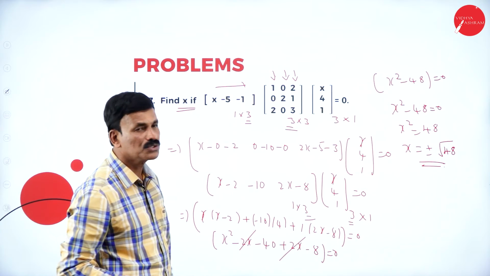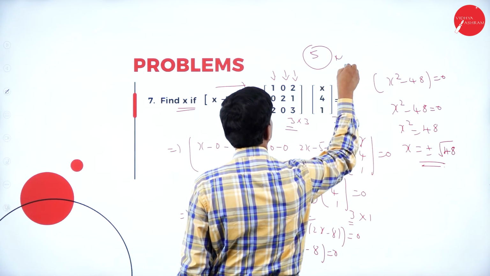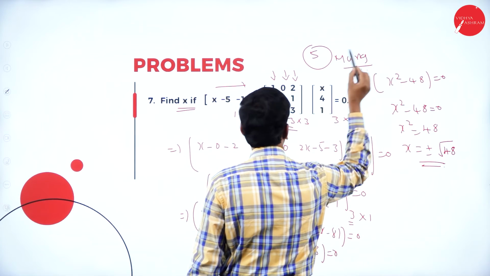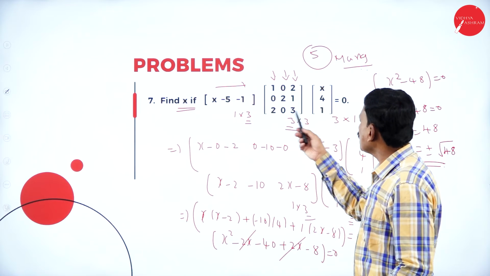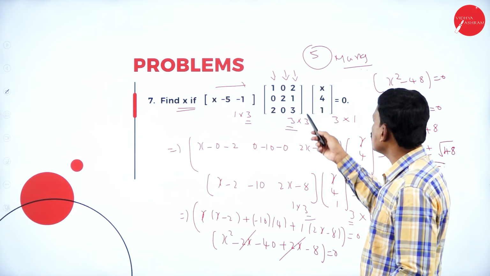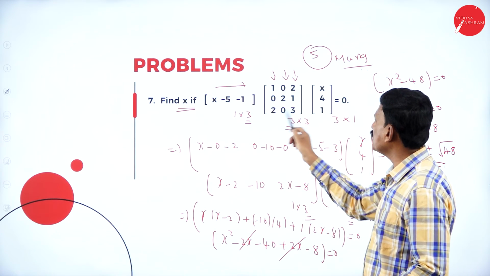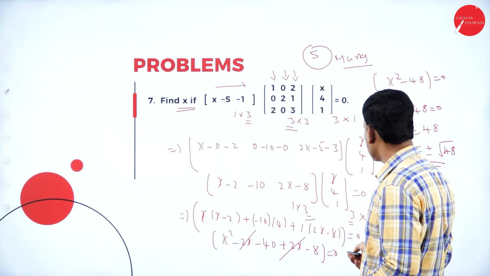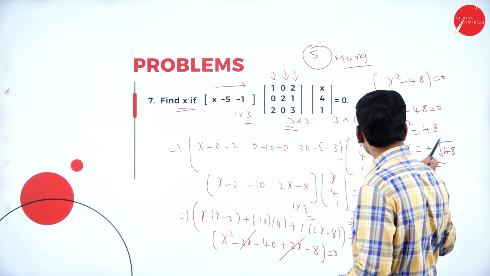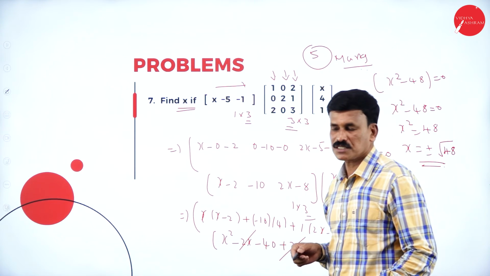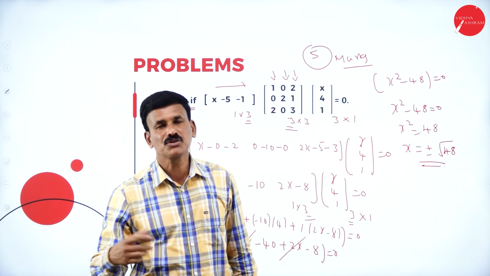This is how we are going to solve. This is also a very important type of problem for 5 marks. Hope you followed. Otherwise, you can multiply any two matrices, and whatever answer you get, multiply with the remaining matrix, then simplify, and you will get the value of x. This is how we are going to solve the problem. Okay, let's go to the next problem.